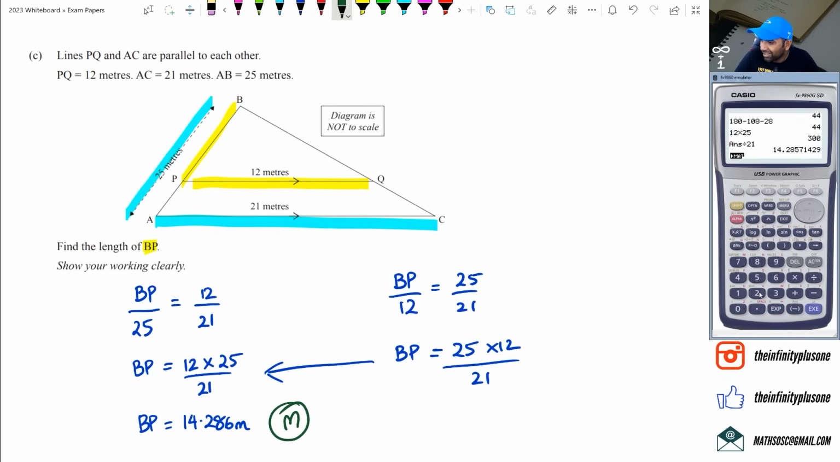Unfortunately, some people found the ratio, which is 1.75, and you could do the ratio as well. So you could have done 21 divided by 12, which gives you that 1.75, and then 25 divided by 1.75 gives you 14.28. So it's all the same thing, except in my method you do it in 2 steps.